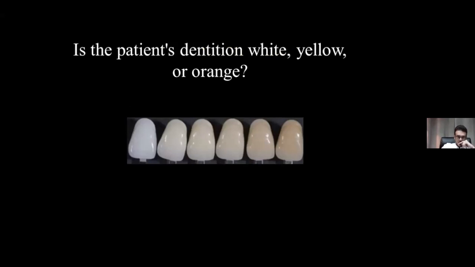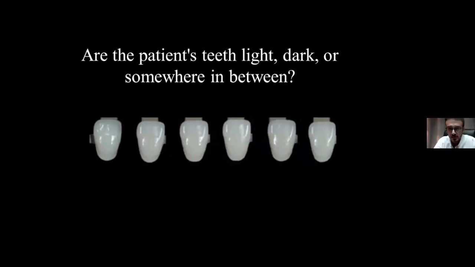The first question is, is the patient's dentition white, yellow, or orange? This categorizes the main color in the body of the tooth, and it guides us to which group of the shade guide tabs to start the shade selection with. The second question is, are the patient's teeth light, dark, or somewhere in between? And this gives an indication about the value of the tooth we are going to take a shade of.